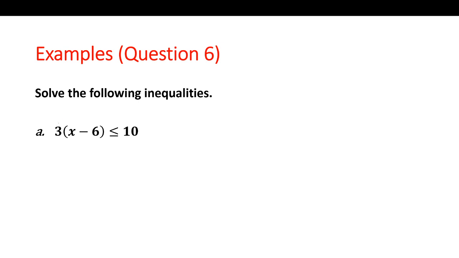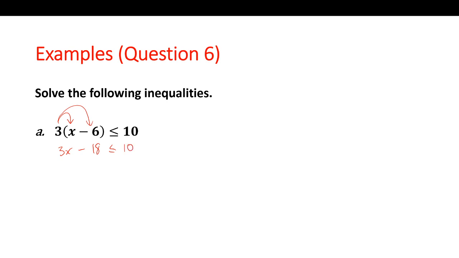What we're going to do is multiply 3 by x, and then 3 by minus 6. Whatever's on the outside, you multiply everything on the inside. So 3 times x is 3x. There's a minus in the middle, so I put my minus in the middle, and then 3 times 6 is 18. And that needs to be less than or equal to 10.